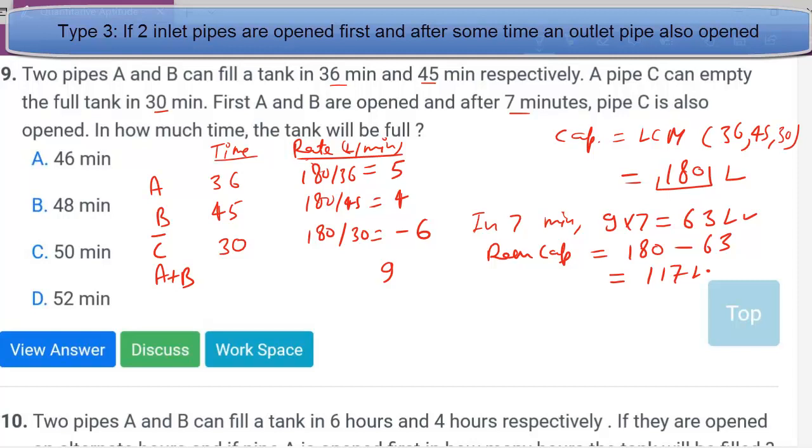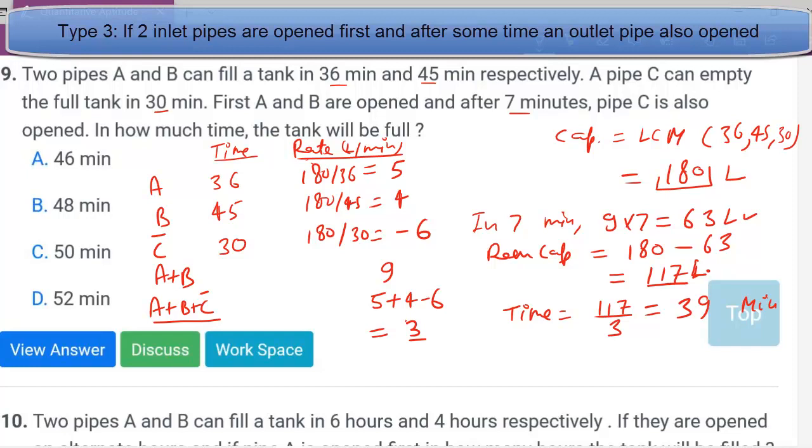So when you are opening pipe C, that means A plus B plus C, the rate at which they will be filling it, I'm just writing 5 plus 4 minus 6, okay, that will give 3, right? So when you are opening A, B and C, C is an outlet pipe, so effectively 3 liters per minute is being filled, and the remaining capacity which is left is 117 liters. So time it will take is 117 divided by 3, that will be equal to 39 minutes, right? The question is in how much time the tank will be full.